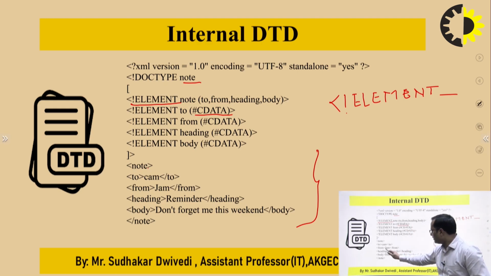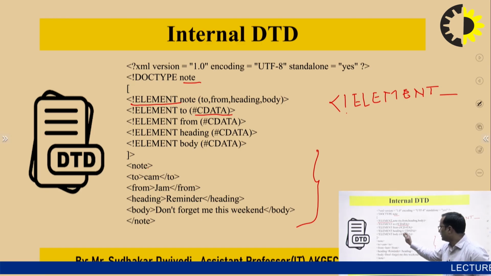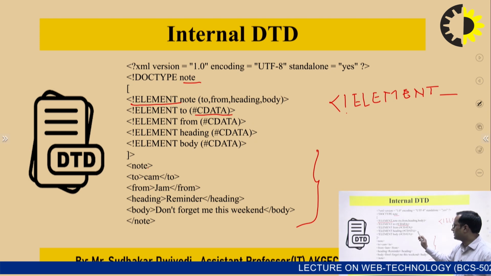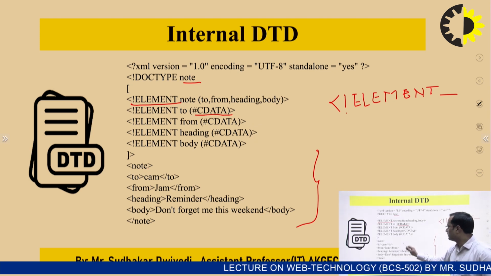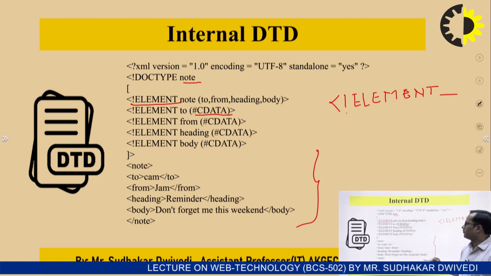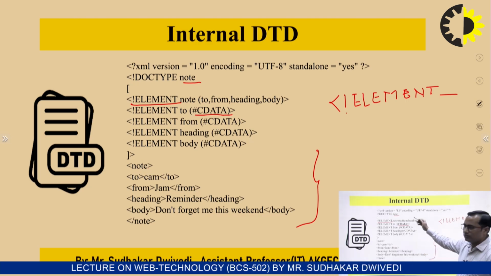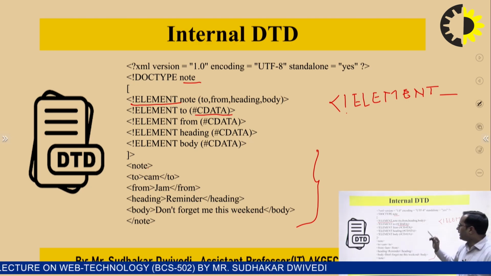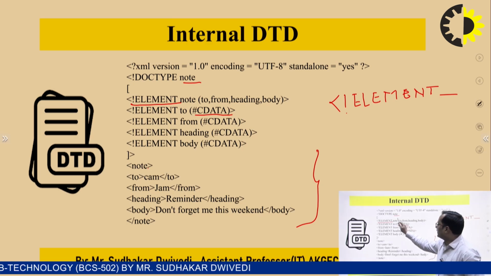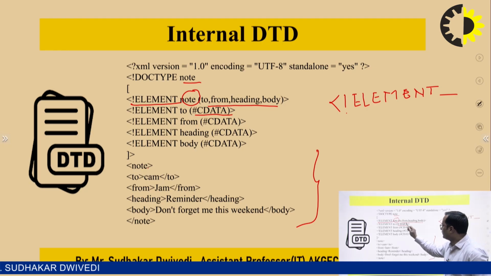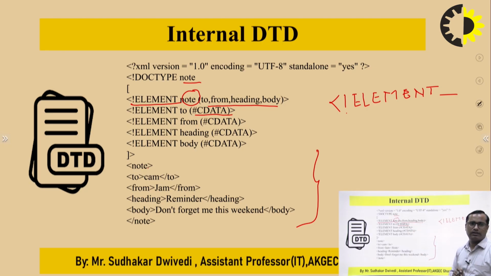Again, another is "from", it is also CDATA, and there is "heading", also CDATA, and another element is "body", also CDATA. So it's an internal DTD. What I have represented is what the element is, what this element should contain, and what type of data it contains. All these things I have described in this document.